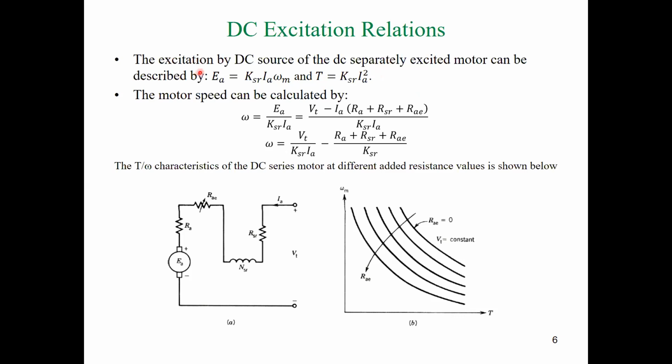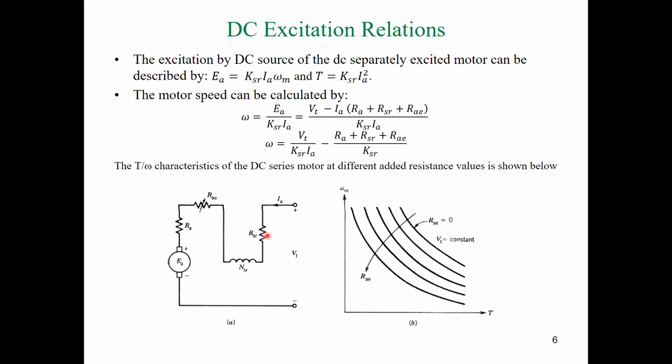Simply, in order to draw the torque speed characteristic of this machine, we can get the speed from this relation. Omega will equal E divided by K series multiplied by IA. So simply, this is omega. And we can substitute E equal to V terminal minus IA multiplied by all of the resistances which are connected in series. So this is a circuit of DC series motor.